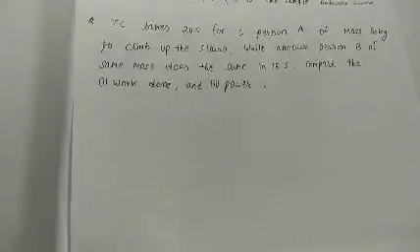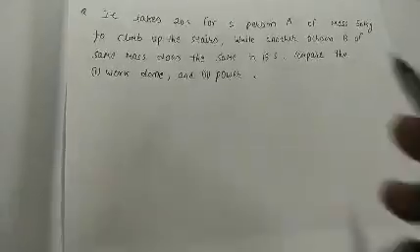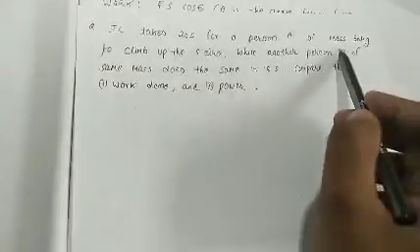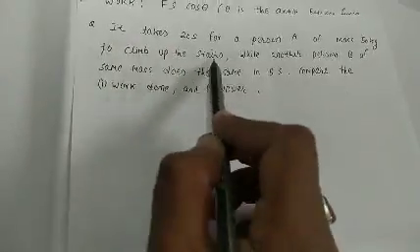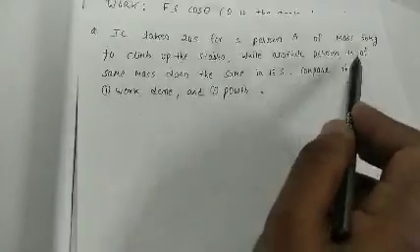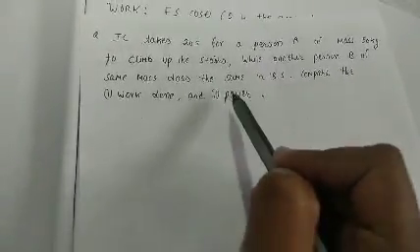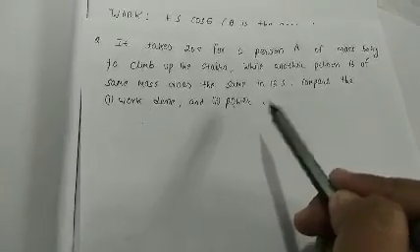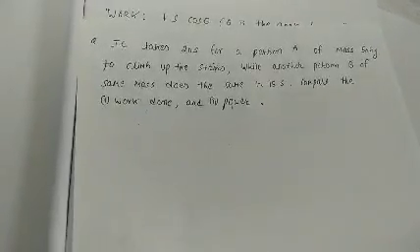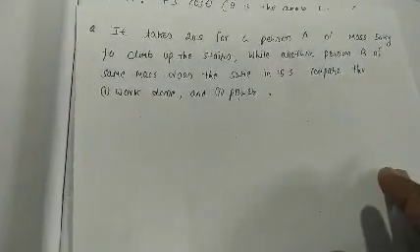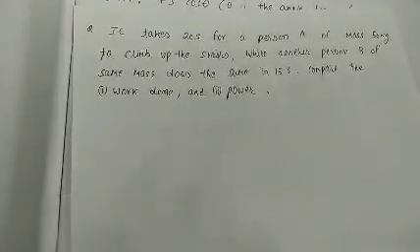Next question which we have here is: it takes 20 seconds for a person A of mass 50 kg to climb up the stairs, while another person B of same mass does the same in 15 seconds. Compare the work done and the power. This is one of the most common types of question which comes in ICSE. So there are two persons A and B of same mass.